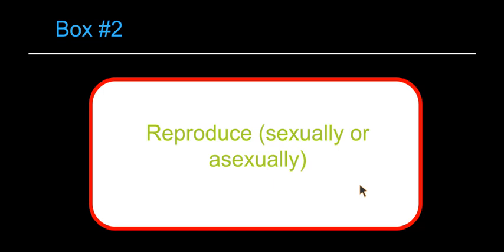In box number 2, you need to write reproduce, sexually or asexually. So reproduce just means make babies. All living organisms have the ability to make babies. Bacteria, they don't reproduce sexually. It doesn't take 2 bacteria to make more bacteria. They reproduce asexually. We're going to talk more about that in 2 weeks. For now, you just need to know that all living organisms reproduce. They can make more of themselves.